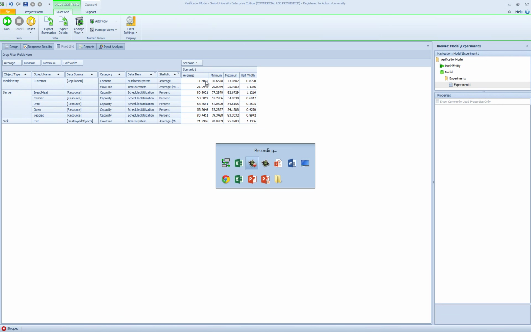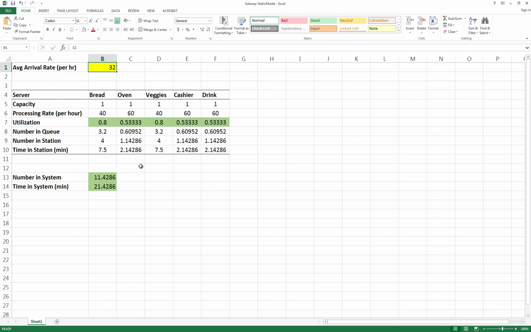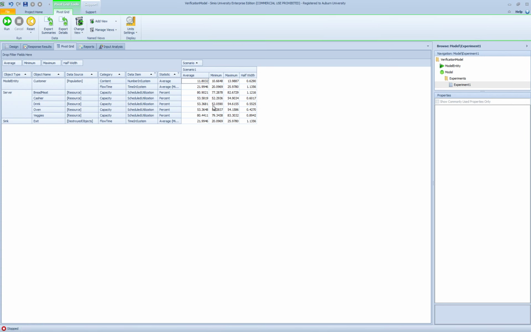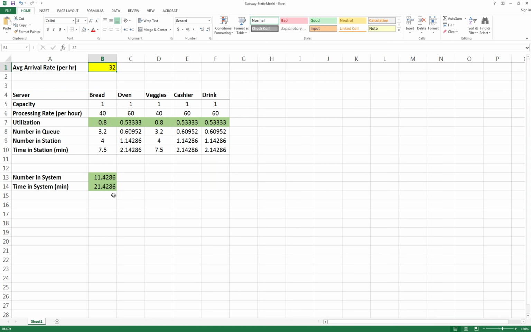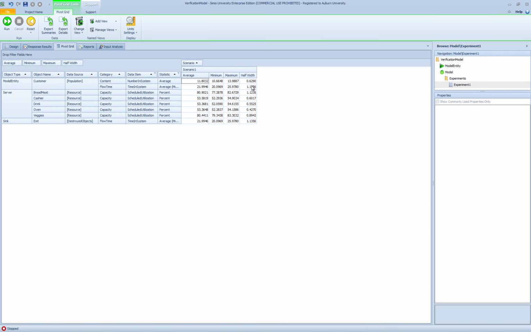And now, as you can see, I'm getting 11.8 instead of 11.4, and I'm getting 21.9 instead of 21.42. But when I look at the half-width, it seems that all my expected values fall within my confidence intervals. So now I have collected some evidence that my model is implemented correctly.